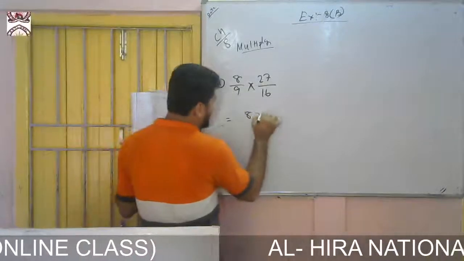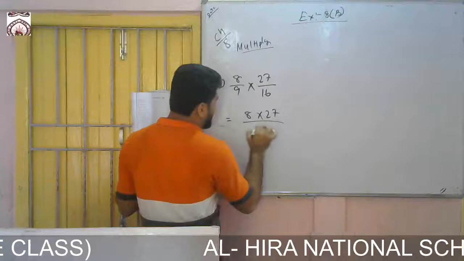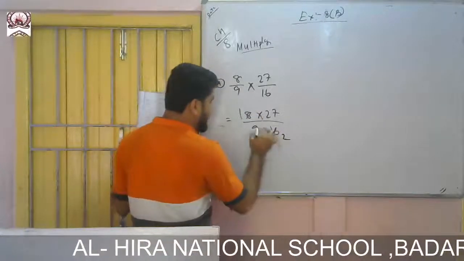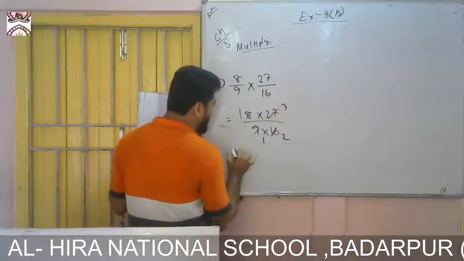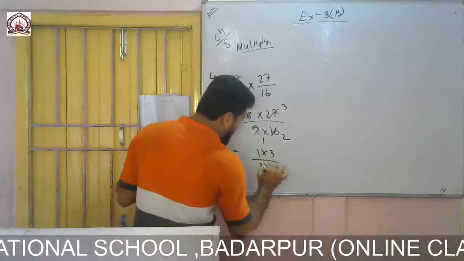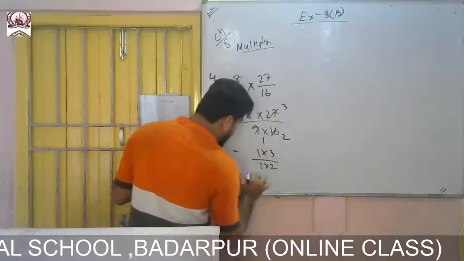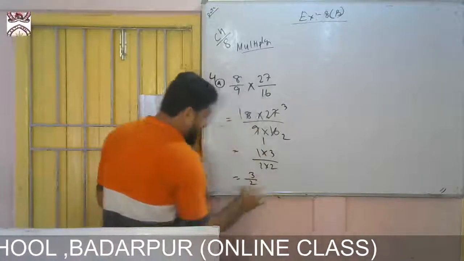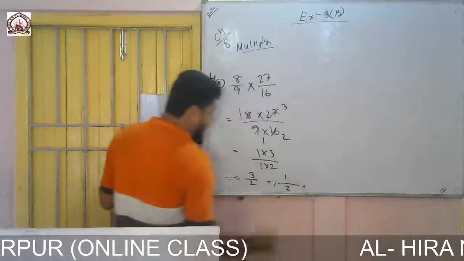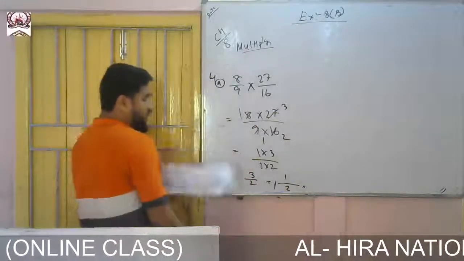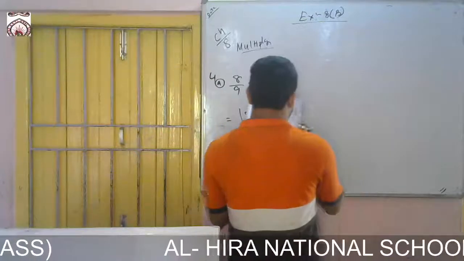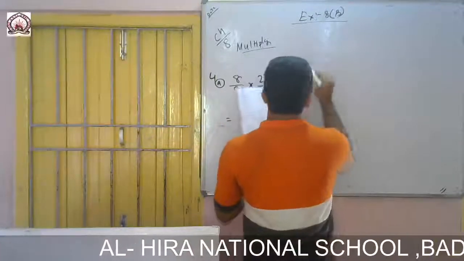Here I can cancel. 8 1 jar 8, 8 2 jar 16, 9 3 jar 27. Remain 1 into 3 by 1 into 2. That is 3 by 2. So 3 by 2 I can take into mixed fraction. 2 1 jar 2, remain 1. 1 whole and half. Okay. Now come to B.